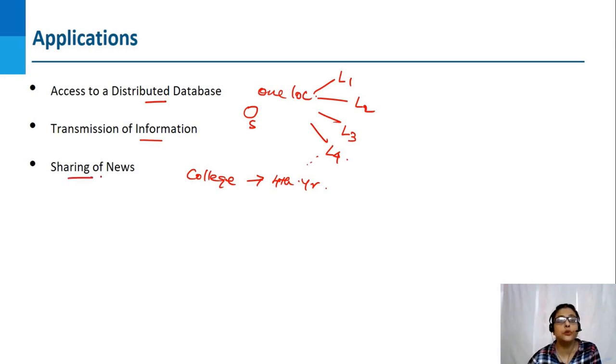Similarly, sharing of news is again another multicasting application, where if a group of people wants to get some news, they basically belong to a particular group, and the sharing of news can be done within that particular group.